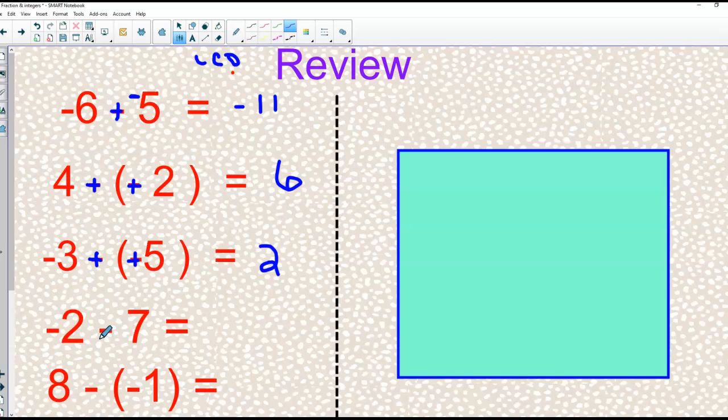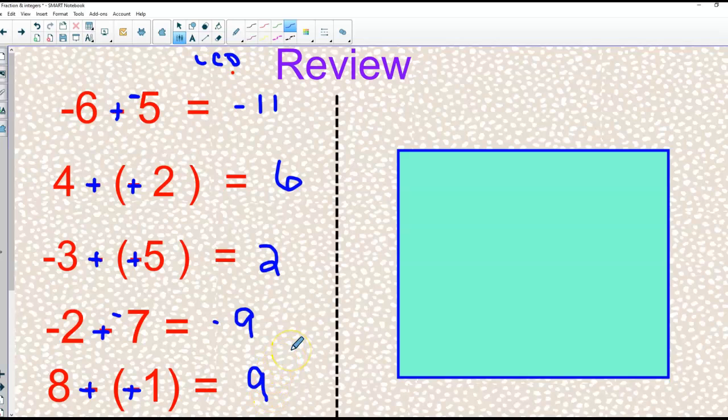-2 minus 7. So leave, change, opposite. So -2 plus -7 is the problem. Like signs, add and keep your sign, you get a -9. And finally, 8 minus -1. So leave, change, opposite. So this is just a plain 8 plus 1, which is a +9. Okay, so hopefully that refreshed you on adding or subtracting integers.